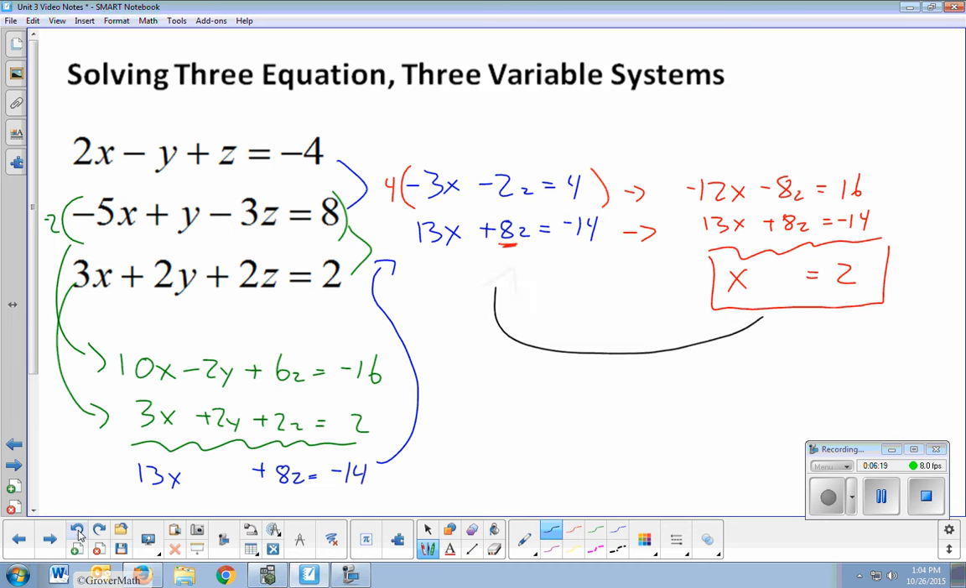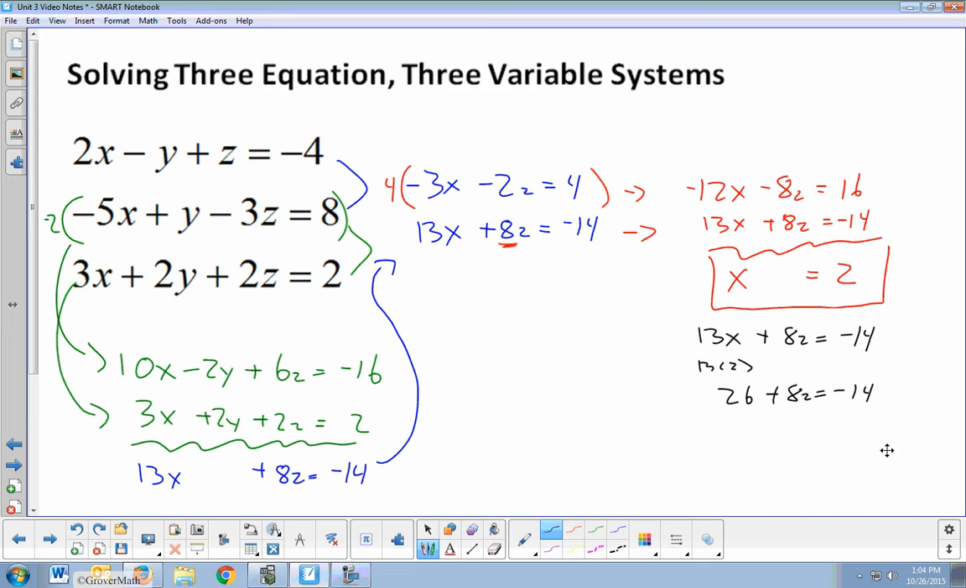And I really just pick any equation. Doesn't really matter which one. I can take the 13x plus 8z equals negative 14 and substitute in my value of x. X equals 2, so that's 13 times 2. That's 26 plus 8z equals negative 14. Move that for a minute. Subtract 26. 8z equals negative 40. Divide, z equals negative 5.